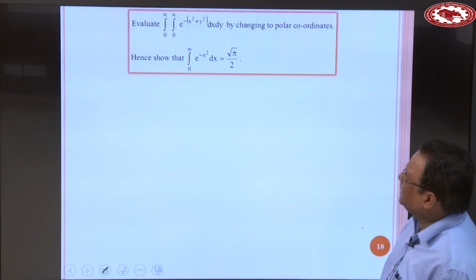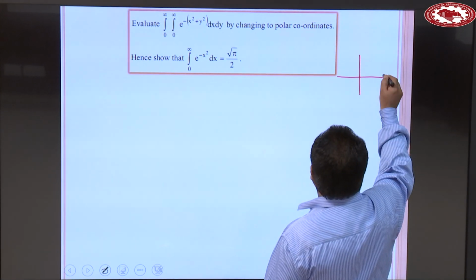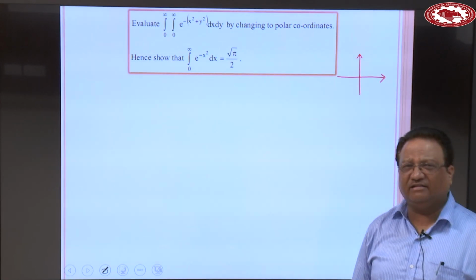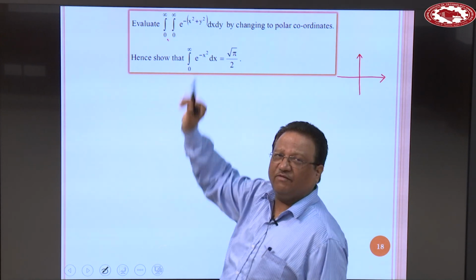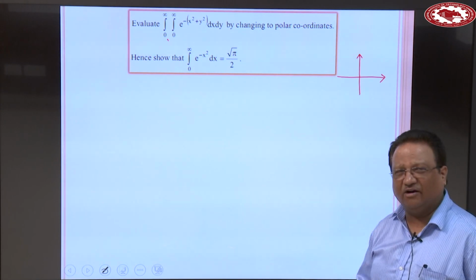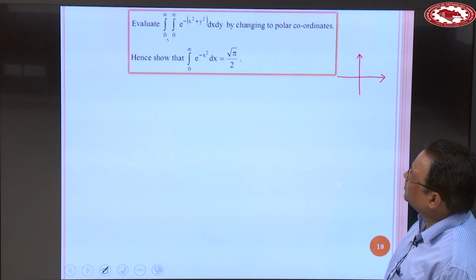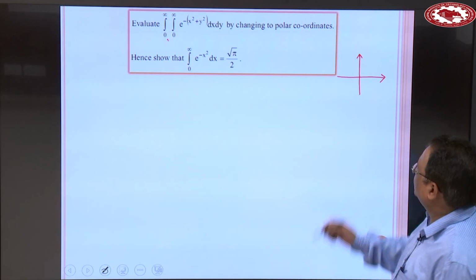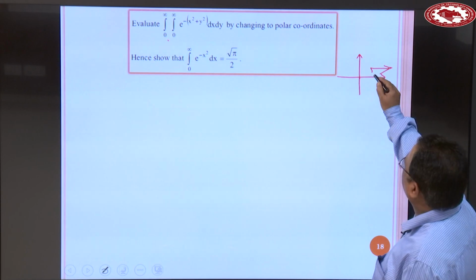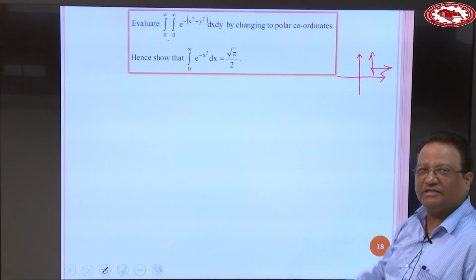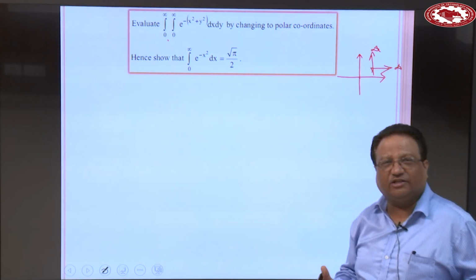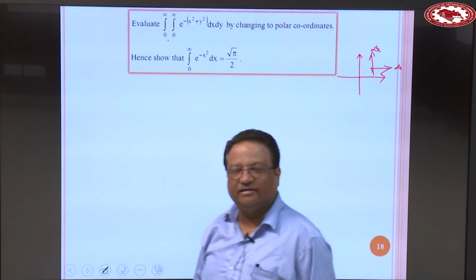0 to infinity. If you trace the region of integration, first integrate with respect to x and with respect to y, no issue. Let us suppose x varies from 0 to infinity in this direction, and y varies from 0 to infinity in this direction, towards infinity. This means the total region of integration is the first quadrant.